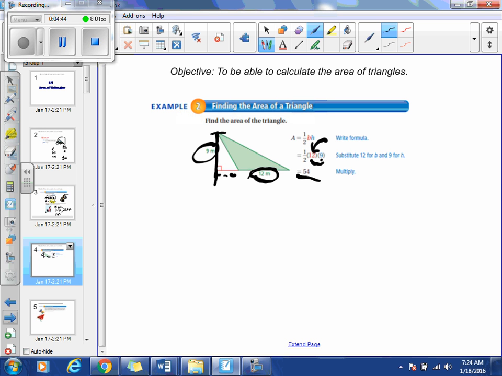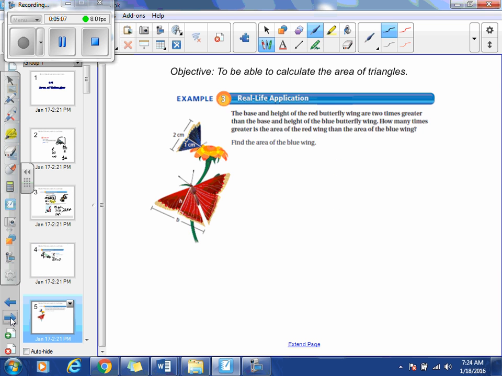And something's missing here because we don't just say 54, we have to be specific. It's 54 square meters. All right, so if this triangle in real life really measured 12 meters by 9 meters, it would take 54 square meters. Think about a meter stick. So squares that are the length of a meter stick on each side, 54 of those to cover up that triangle surface.